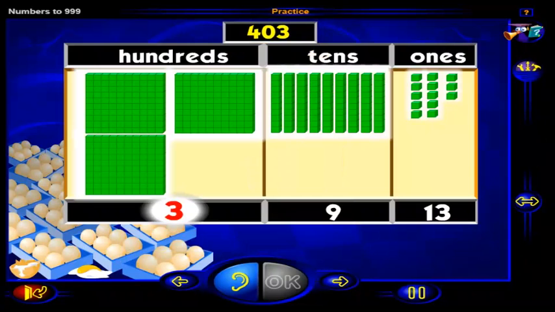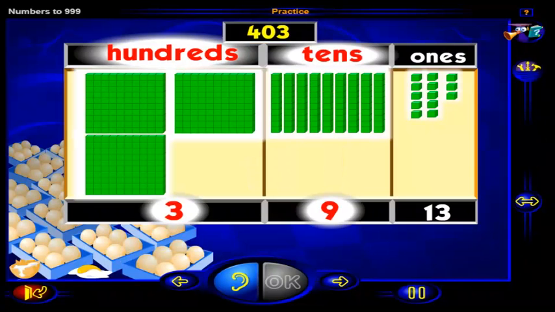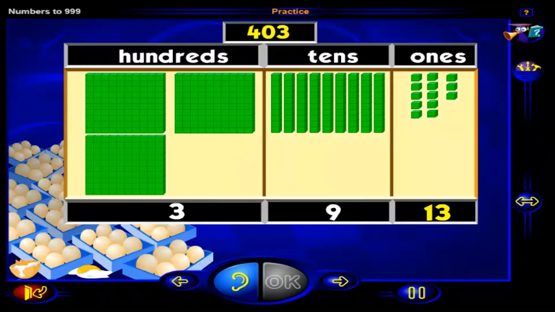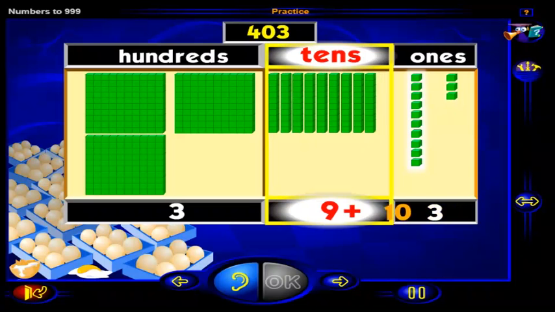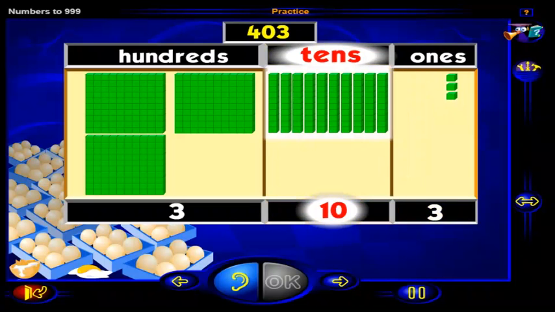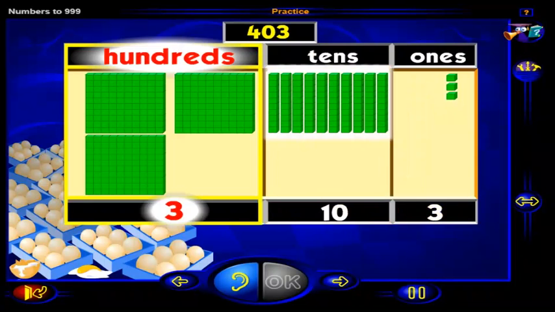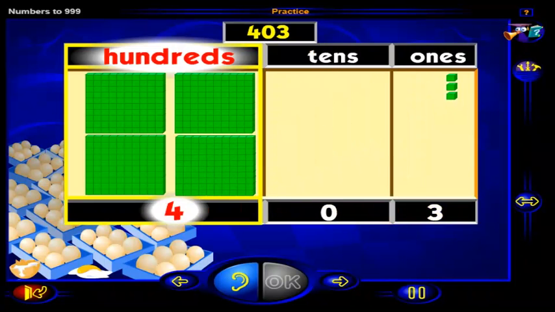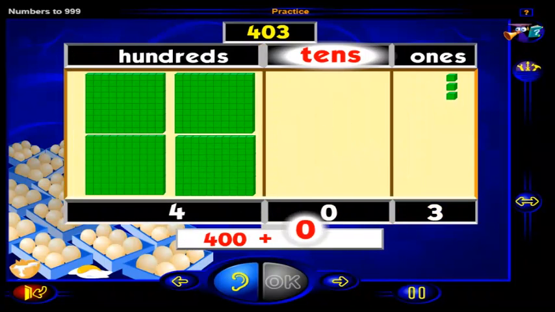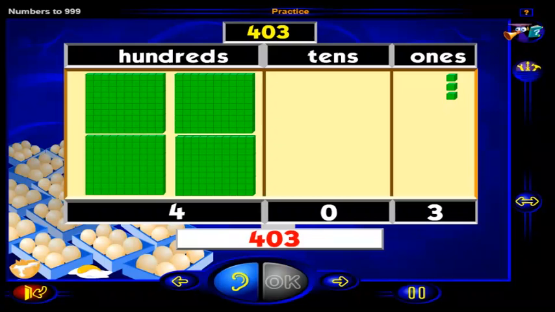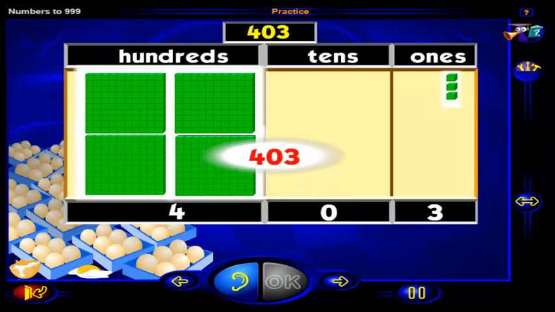These blocks show 3 hundreds, 9 tens, and 13 ones. 13 is equal to 1 ten and 3 ones. So we can move these 10 ones to the tens place to make one more 10. 10 tens is 100. So we can move these 10 tens to the hundreds place, giving us 4 hundreds. 4 hundreds plus 0 tens plus 3 ones is 403. These blocks show the number 403.